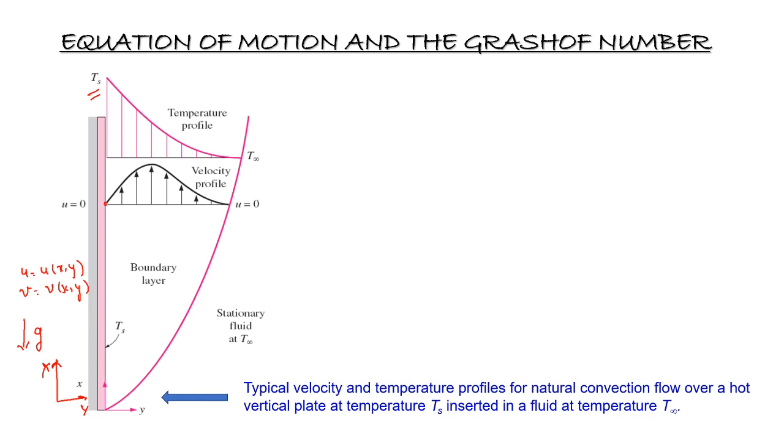Because of the no-slip condition at this point, the velocity of the fluid is zero. It keeps on increasing because of the temperature difference and density variation. The fluid starts moving upward, and then as we go from the plate to some boundary layer thickness delta, we get u equal to 0 again, because at the boundary layer this fluid is assumed as stationary fluid.